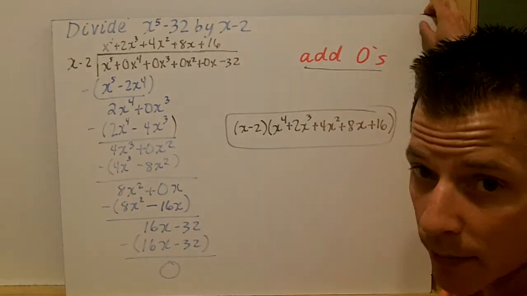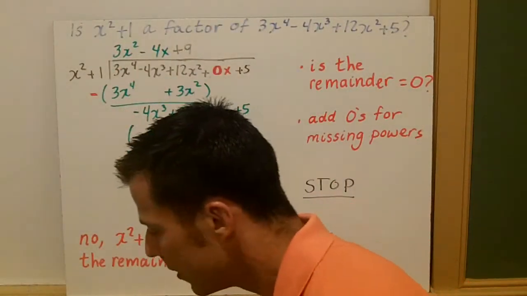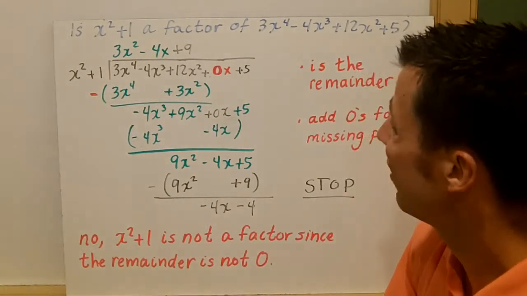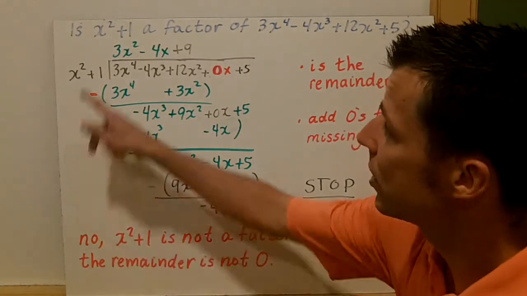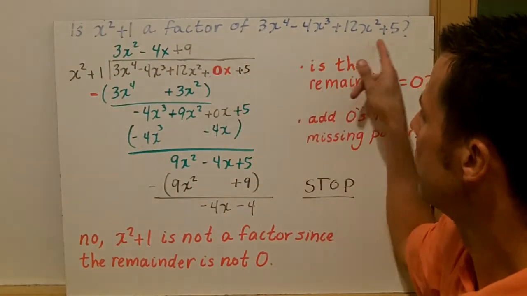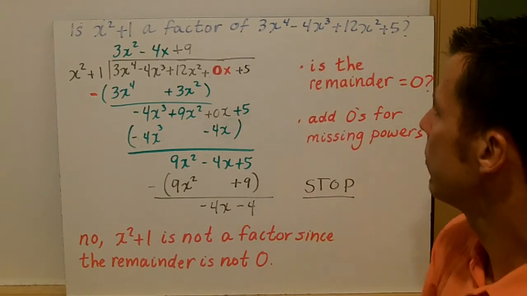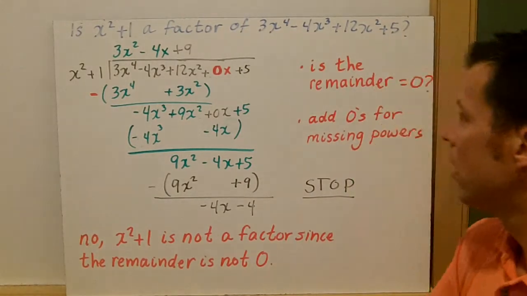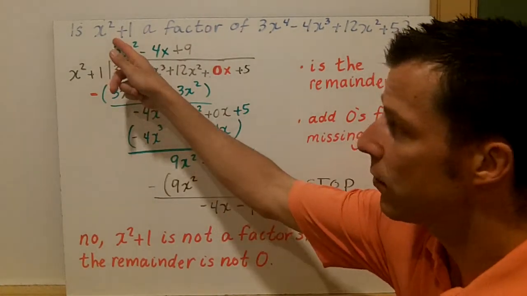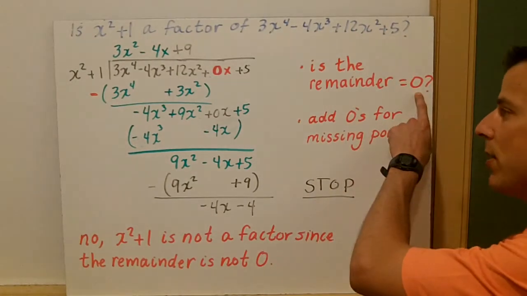Okay, so let's keep going. Now, this one is our last one, I think, with polynomial division, hopefully. We will see. So we're checking to see if x squared plus 1 is a factor of this polynomial, 3x to the fourth minus 4x cubed plus 12x squared plus 5. Well, is the remainder 0 is really the question, because if it is, then we know this is a factor. So we have to divide and determine if the remainder is 0.